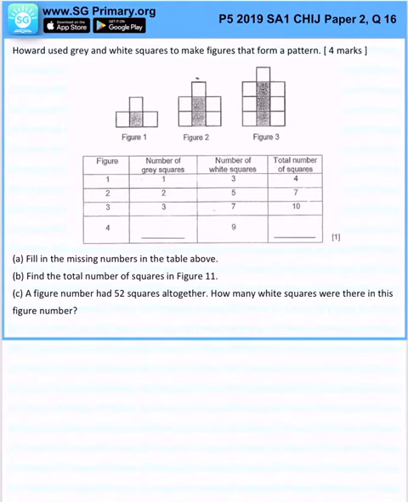Now Howard used grey and white squares to make figures that form a pattern. Fill in the number in the blanks.